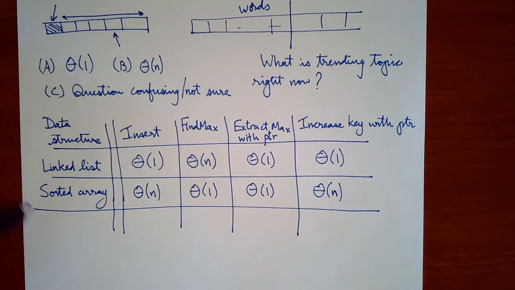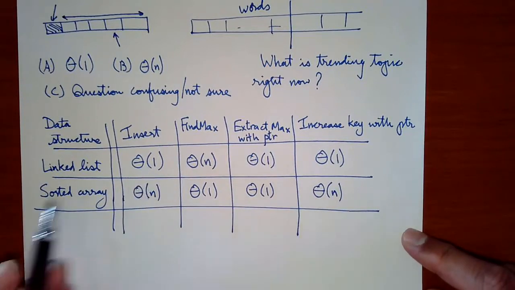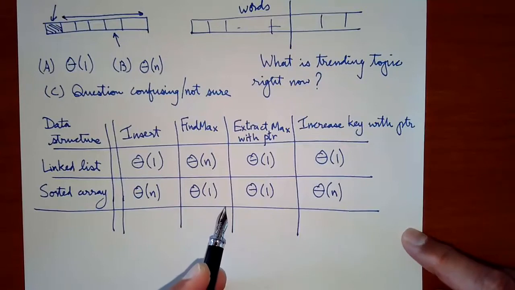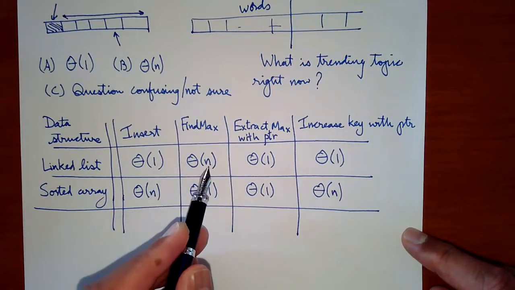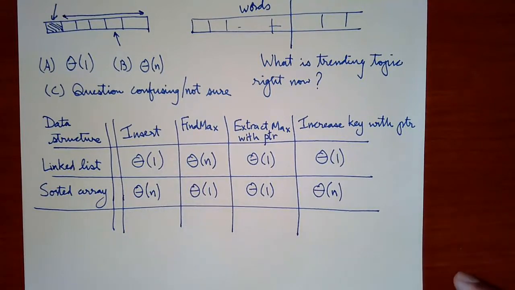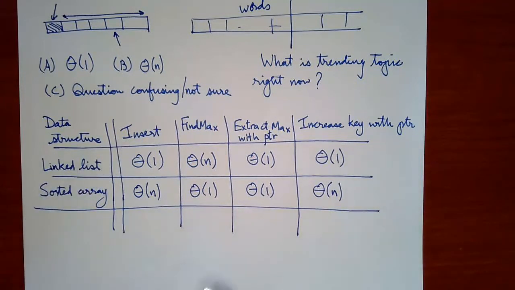Now, I recommend you redo this exercise with an unsorted array, just so that you understand what is going on. Now, observe that the nice thing about the linked list is that the insert is really cheap. The nice thing about the sorted array is the find max is cheap. But they're sort of flipped. This is theta of 1 and theta of n, and this is theta of n and theta of 1. Can we get the best of both worlds? Can we actually do an insert and a find max both in theta of 1? That would be the best of both worlds.